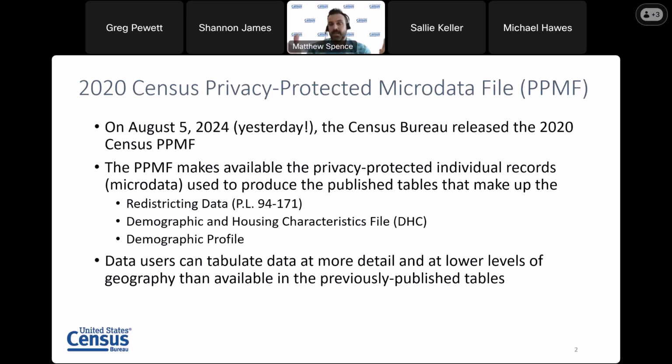And so data users can tabulate these individual records at lower levels of geography or using custom tabulations or cross tabulations that might not have been available in the previously published tables.